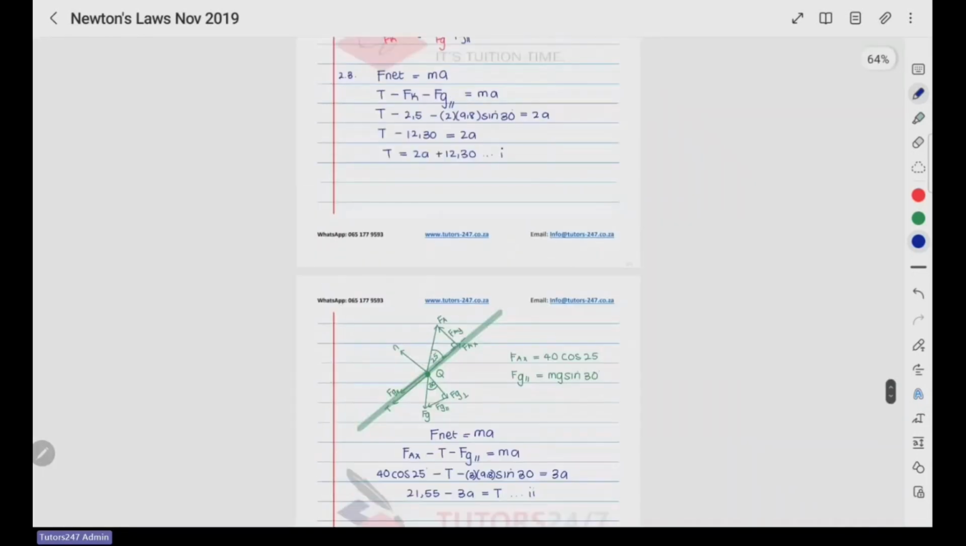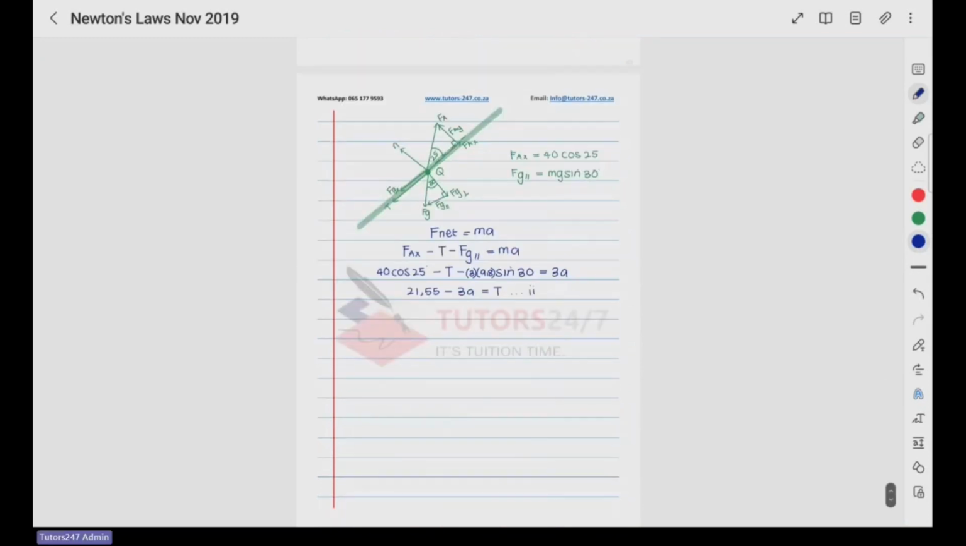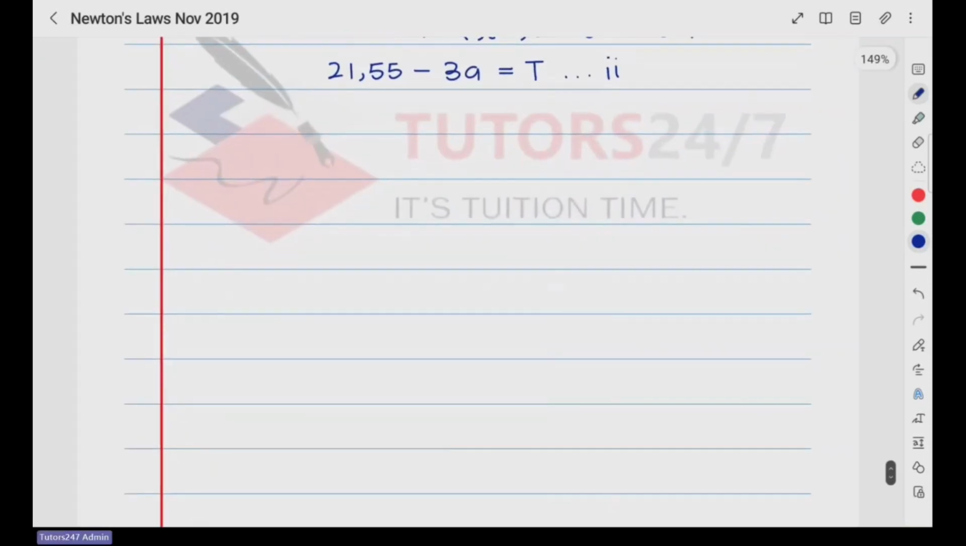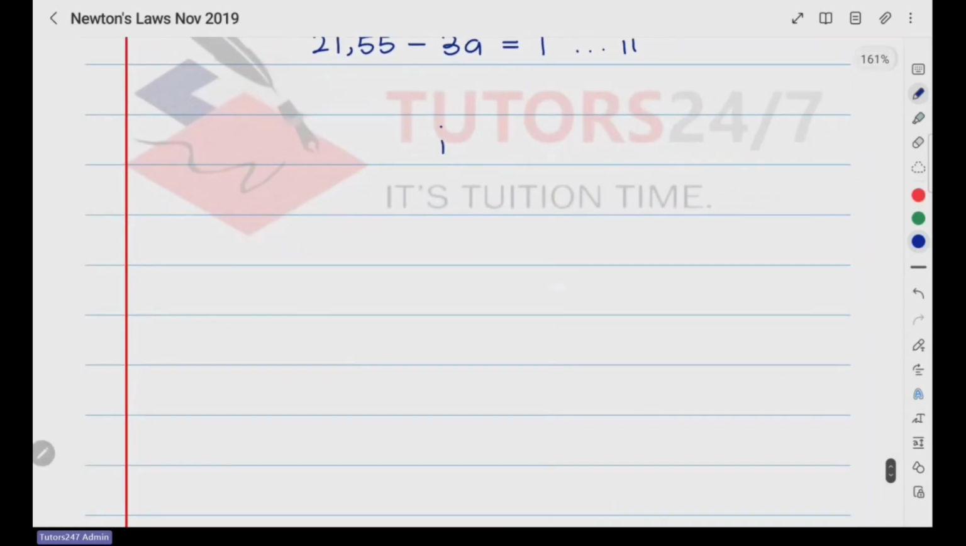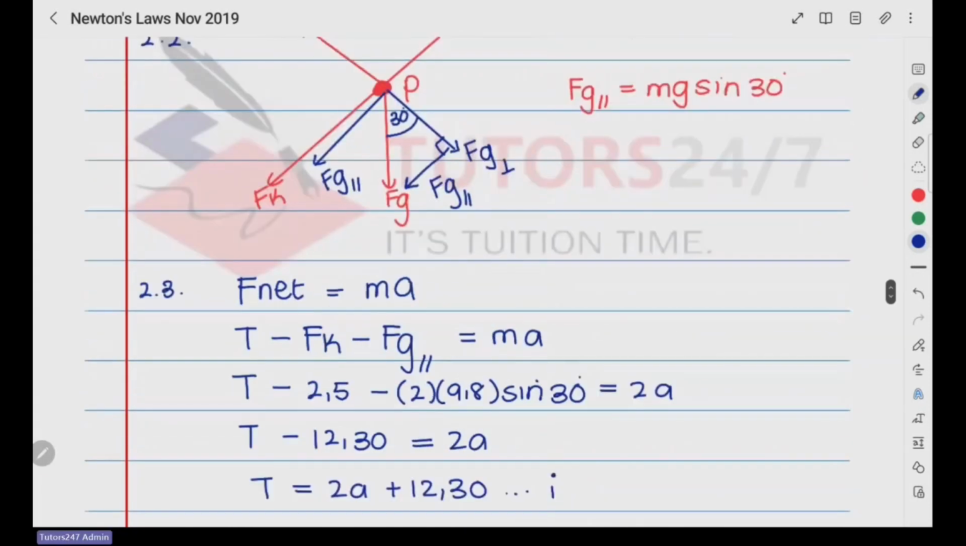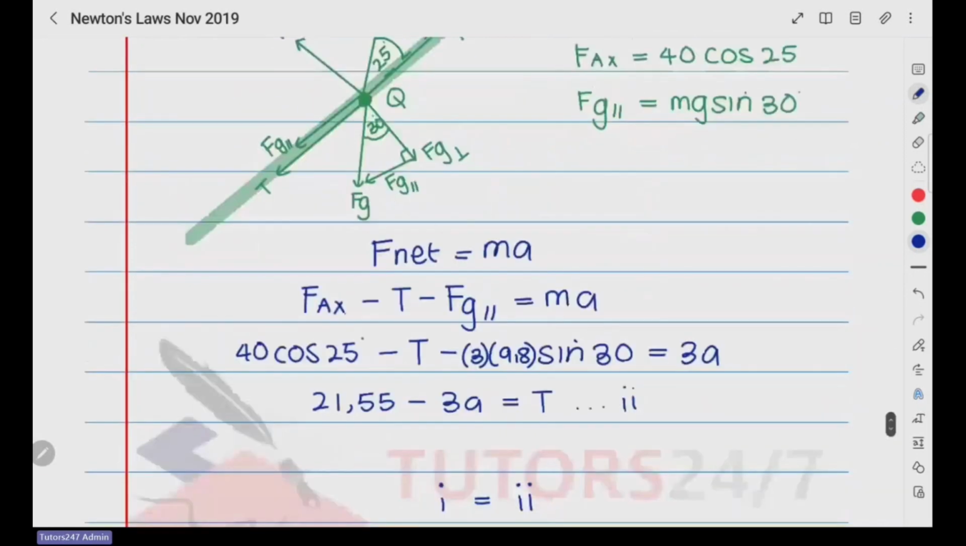Are you okay with what we've done so far? Yes. Now we're going to equate the two equations, right? So we'll have equation 1 equals equation 2. So we know that equation 2 is 21.55 minus 3a, and then equation 1 is 2a plus 12.3.